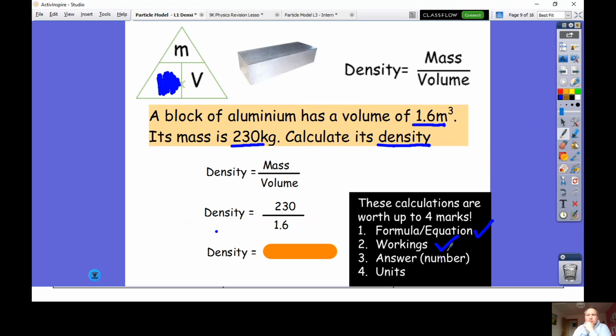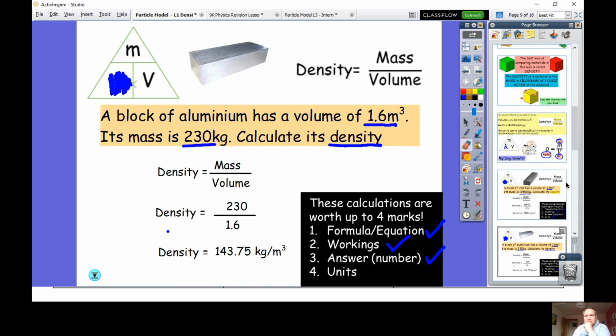Now I need to work out the answer. Use your calculator and work out 230 divided by 1.6. Have you got it? 230 divided by 1.6 is 143.75. That's our answer and our third tick. But don't forget your units. You can check on your worksheet, but hopefully you remember that density is measured in kilograms per meters cubed.